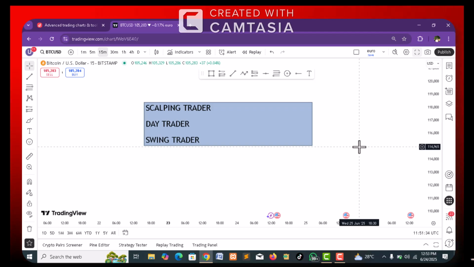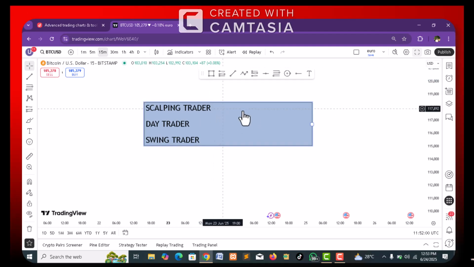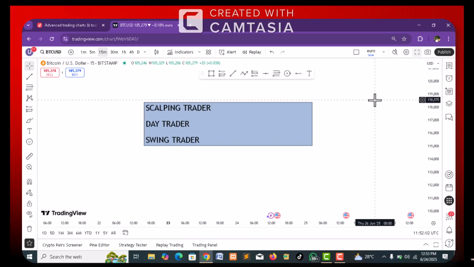So as you all know, there are different kinds of traders. As you can see on my screen, I have a scalping trader, a day trader, and a swing trader, right? We are going to explain each and every one of them so that you guys will understand which kind of trader you are, or which type of trader you are willing to be, right? Let's start from the scalping trader. Scalpers are those traders that analyze the market and take their entry in a smaller time frame.